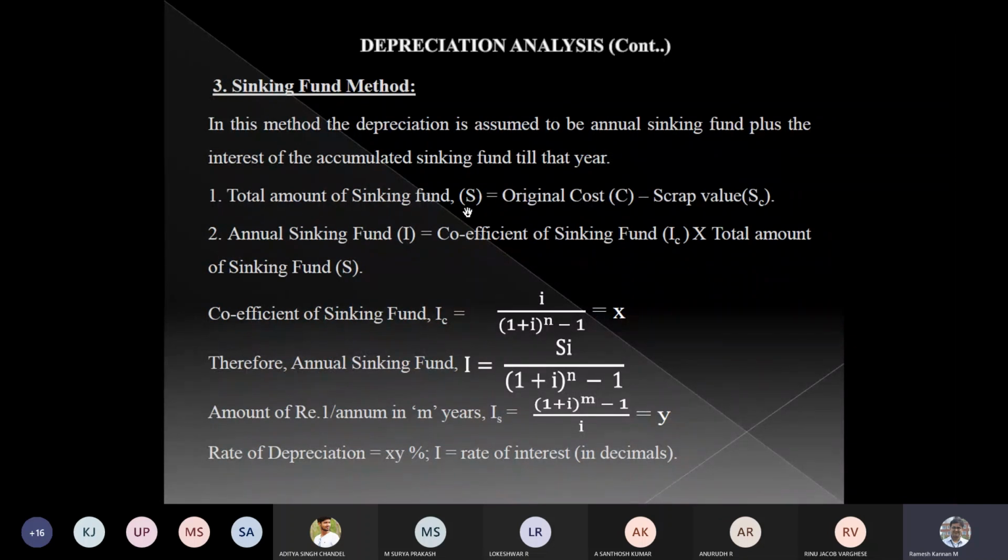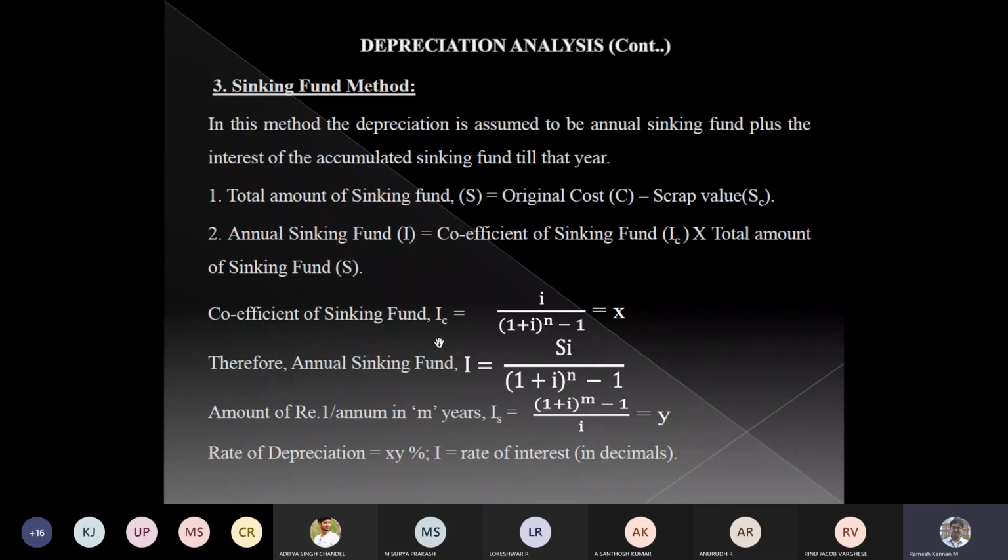So the total amount of sinking fund, capital S, equals the original cost minus the scrap value, right? So remember, this is not depreciation. This is the total sinking fund, capital S, and this is not the original cost. Sinking fund equals original cost minus the scrap value. Annual sinking fund, capital I, is nothing but the coefficient of sinking fund, IC, multiplied by the total amount of sinking fund S.